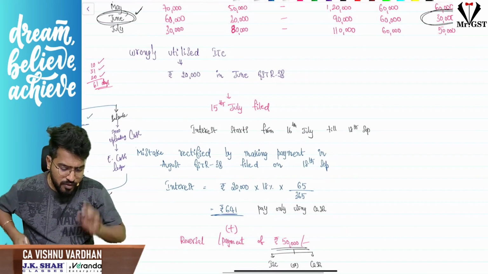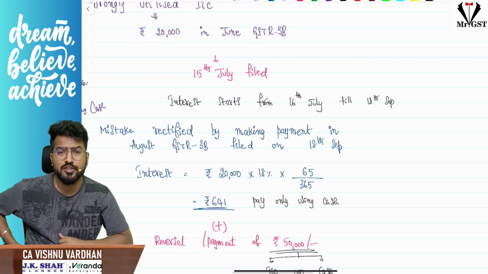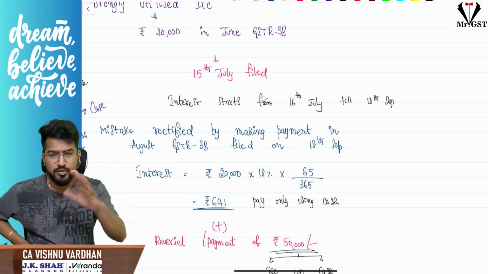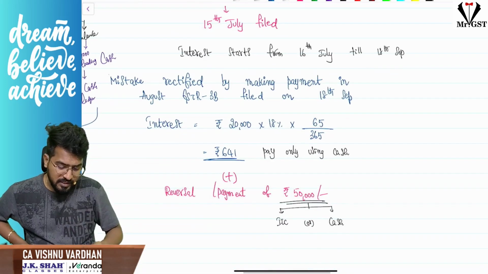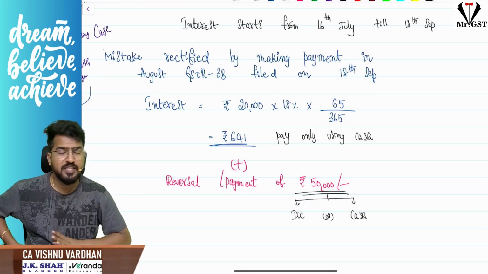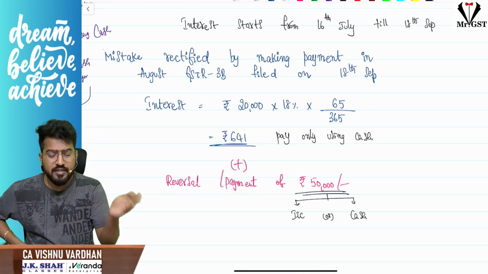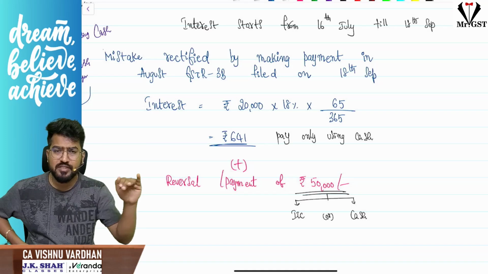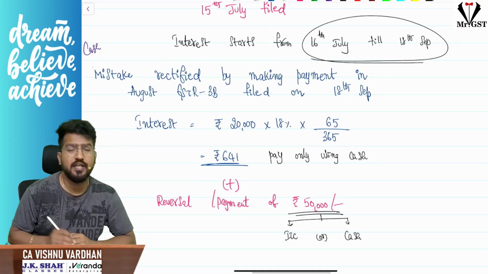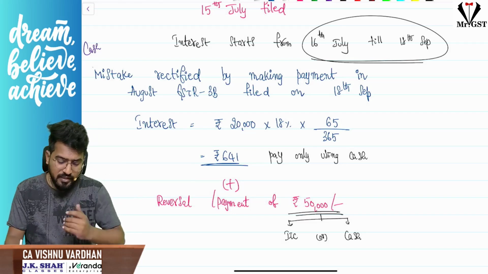So June month return, imagine I am filing on 15th July. 15th July or 20th July is the due date, whichever is earlier. 15th July is earlier. Till the date of payment, imagine I am paying this on 18th September in the August month 3B return. Then from the next day after 15th July we will start calculating the interest. So from 16th July till 18th September, interest will be calculated and paid.